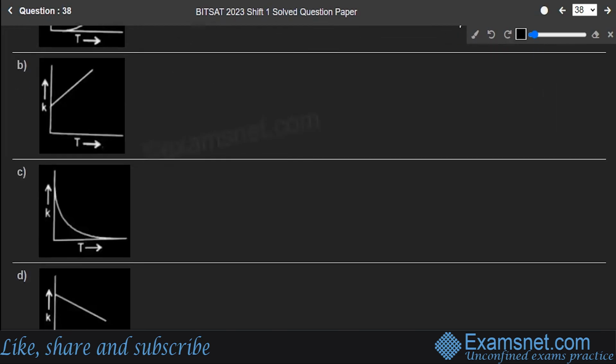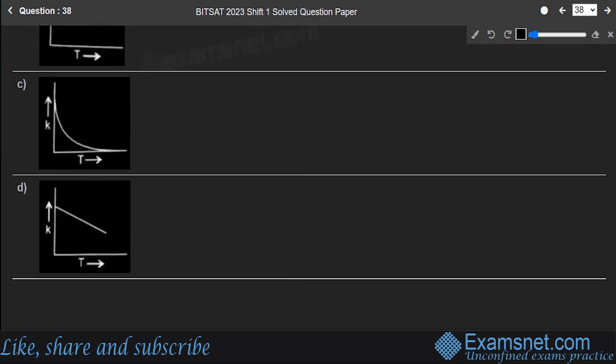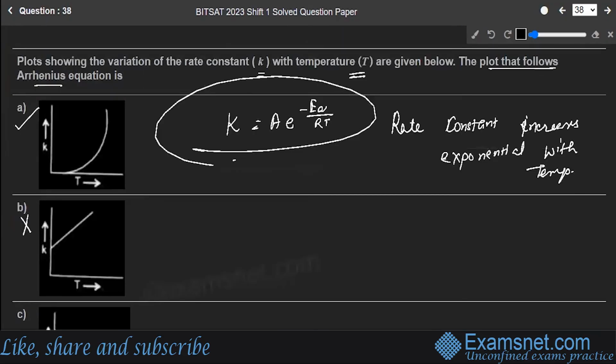So in which of these graphs is it increasing exponentially? It is option A. This is not increasing exponentially. This is decreasing exponentially. This is also not exponential. So you have option A as the correct answer. Hope you understood this. Let's move to the next question now.